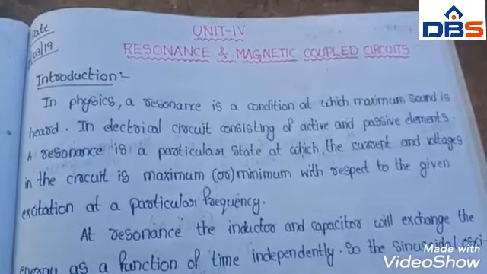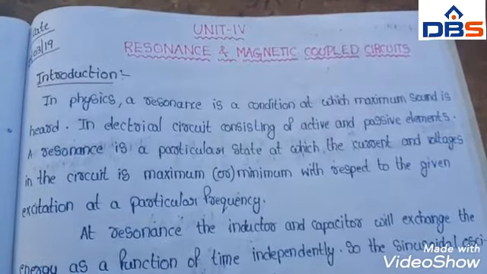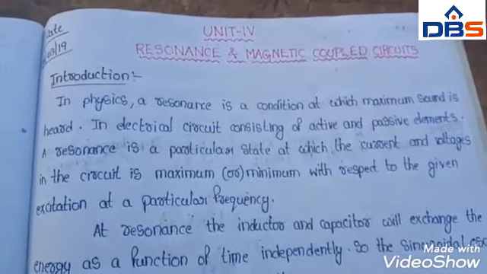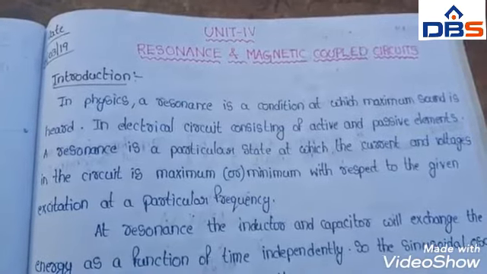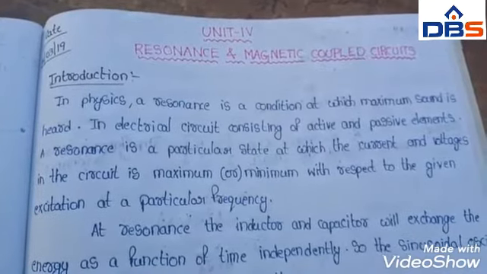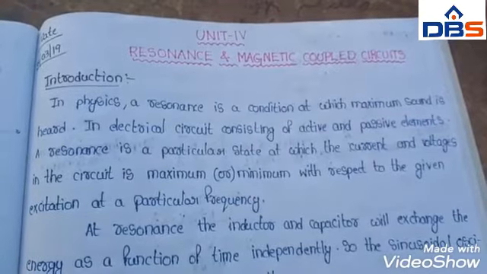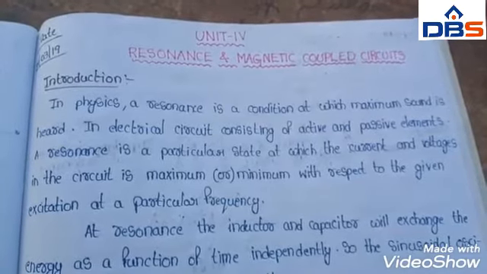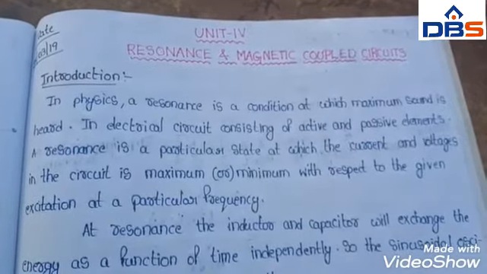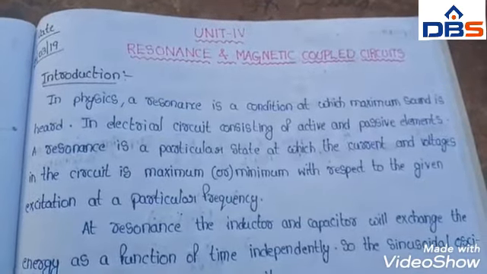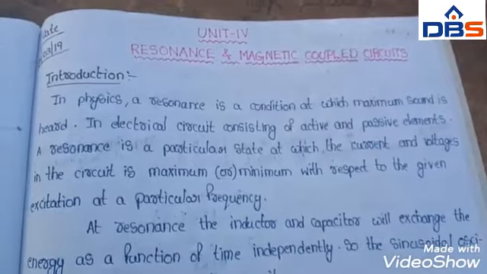So what is meant by resonance? In general, resonance is nothing but where the maximum sound appears. At that place the resonance will be occurring. Coming to the electrical circuits, in electrical circuits the resonance will be coming across active and passive elements.